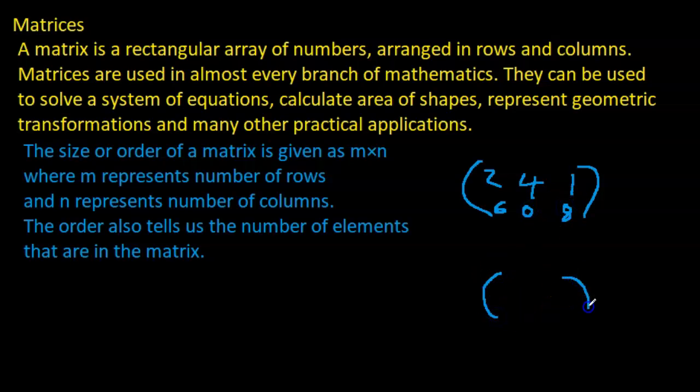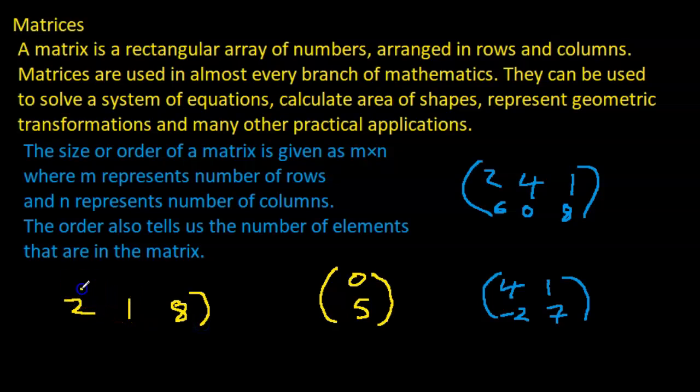or maybe we could have something like 4, 1, -2, 7, or we could have something like 0, 5, or something like 2, 1, 8, and so on.